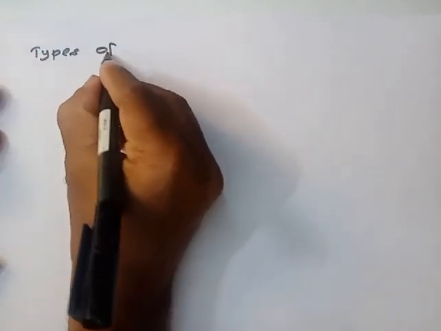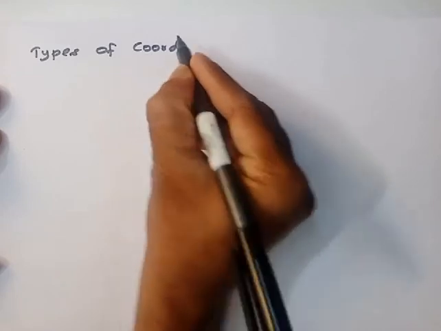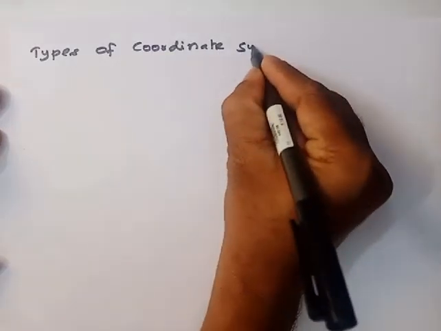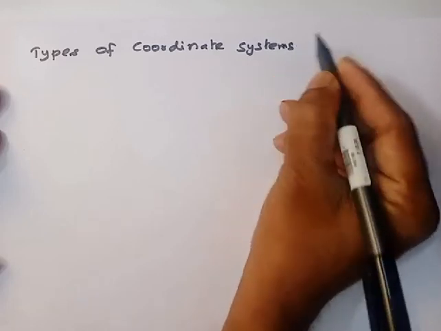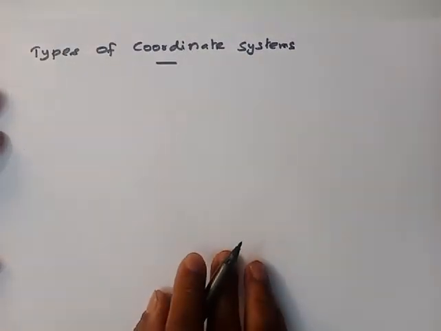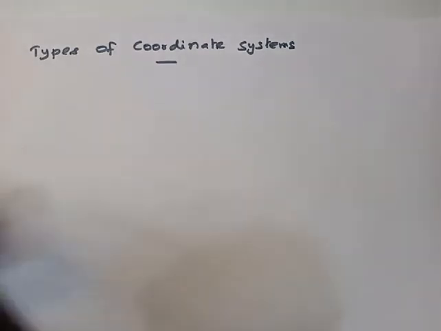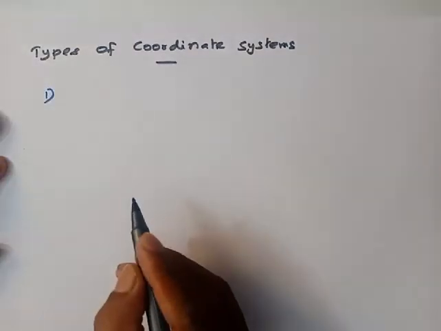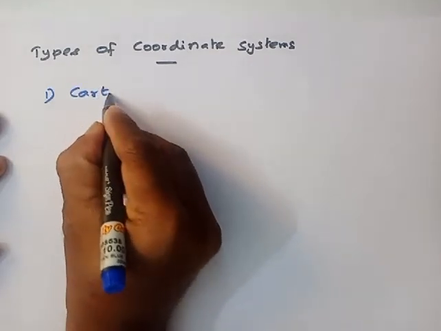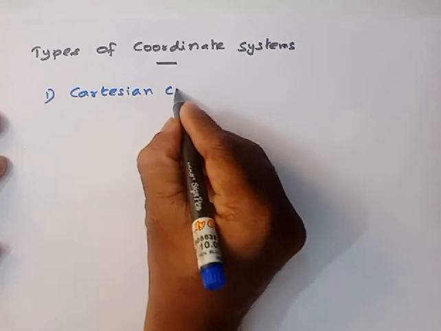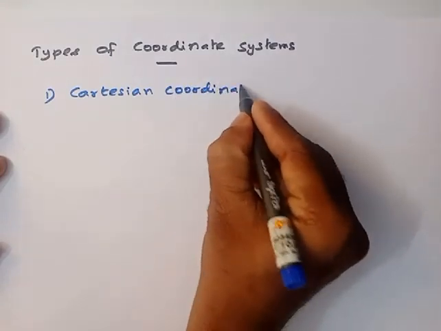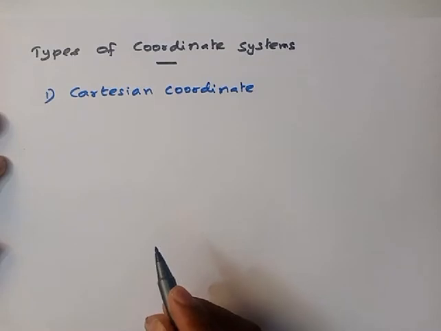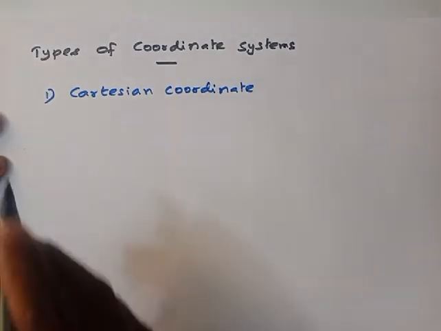What are the different types of coordinate systems that we use in quantum mechanics? Actually, we have 4 different types. Number 1, Cartesian coordinate system, also called rectangular coordinate system.